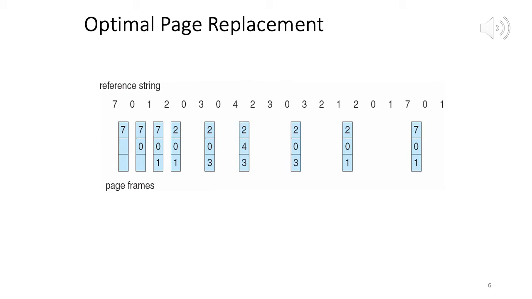And then 2, no page fault, 3, no page fault, 0 we have a page fault. Among 2, 4, 3 we pick 3, 2, 2, 4, 3. So we will evict 4. So among 2, 0 and 3.